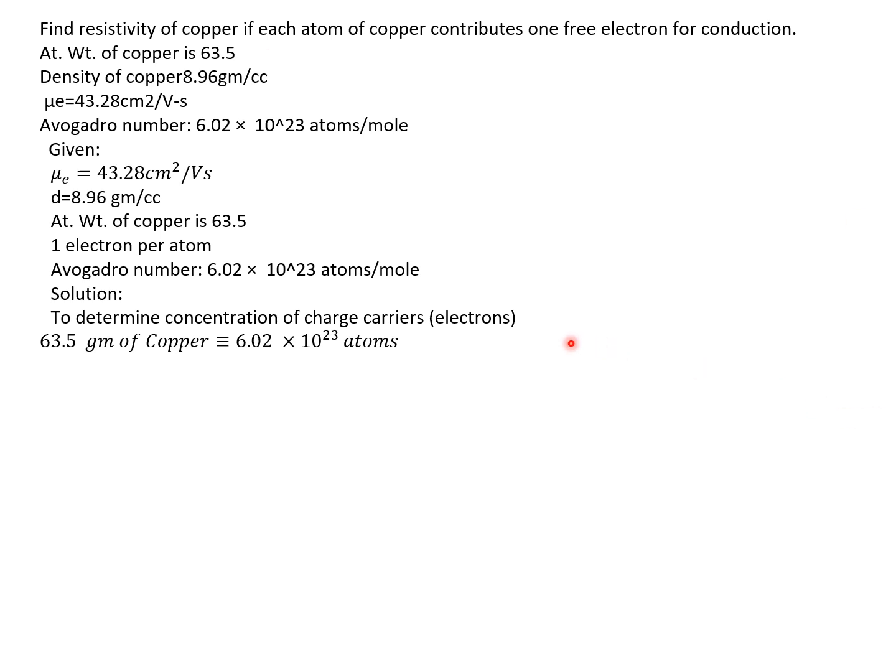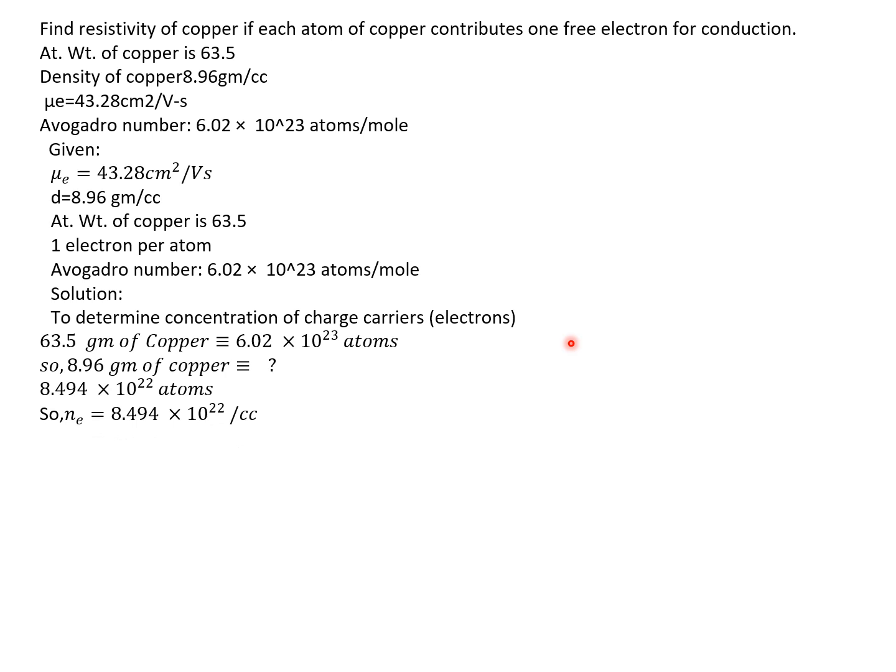So 63.5 gram of copper, that is 1 mole of copper, contains Avogadro number of atoms. 8.96 gram of copper contains how many atoms? 8.96 gram is the density of copper. So calculating this, we will come to know that there are 8.494 into 10 raised to 22 atoms per cc.